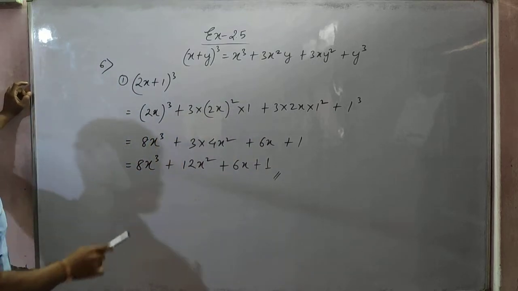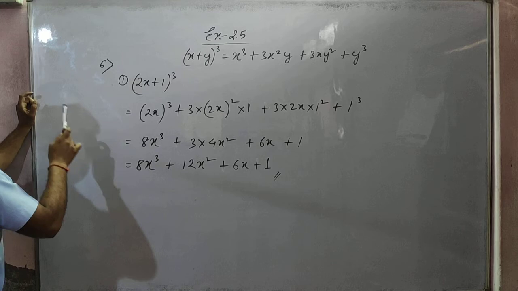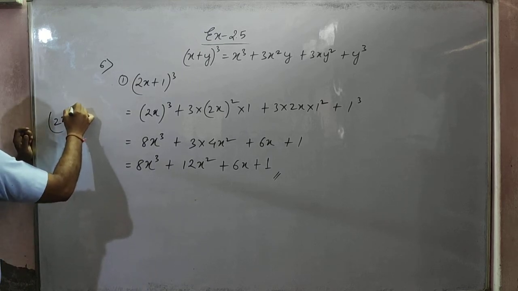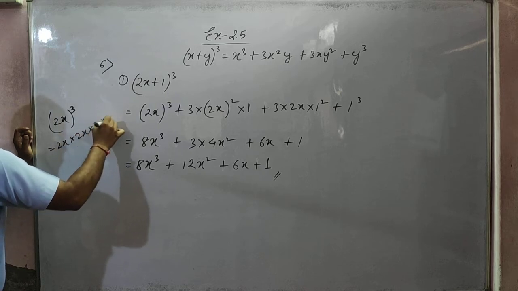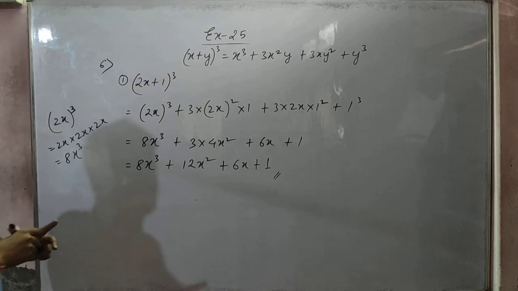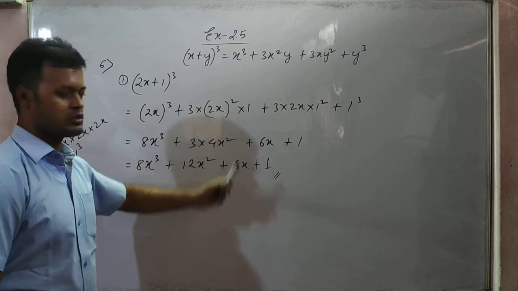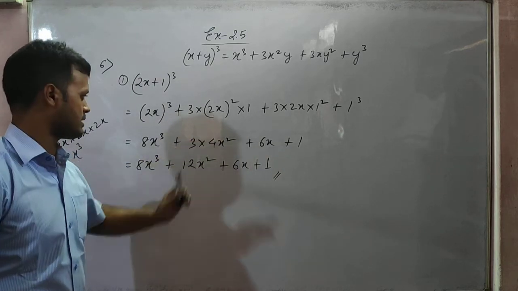So 2x whole cube, students. 2x whole cube will become 2x into 2x into 2x, that is 8x cube, isn't it? So right here 8x cube and 2x whole square. 2x whole square will become what? 4x square. 2x whole square means 2x into 2x, it will become 4x square.